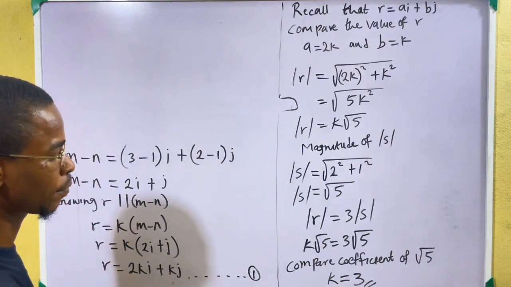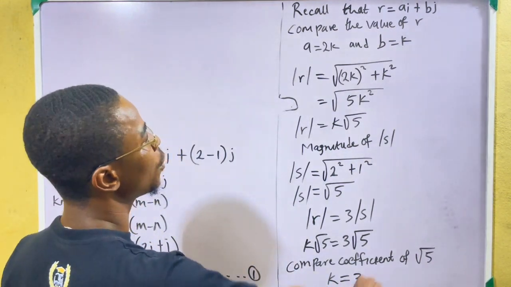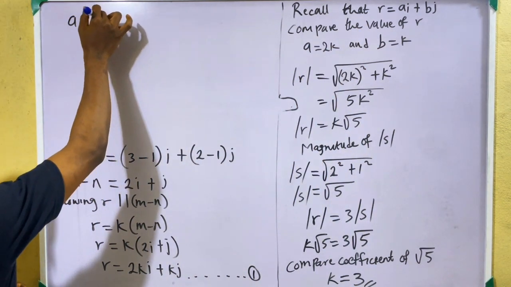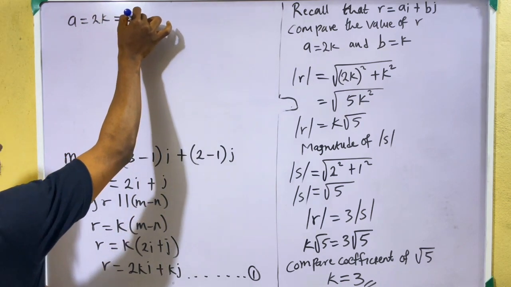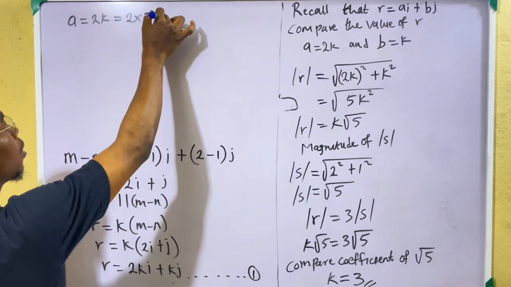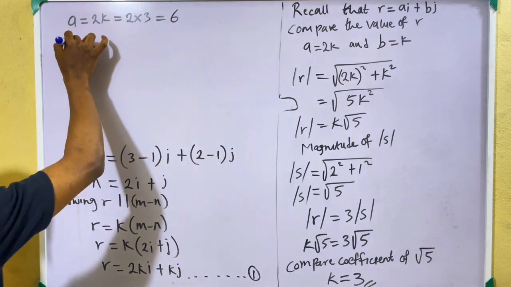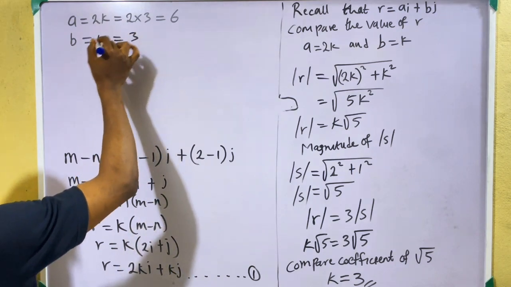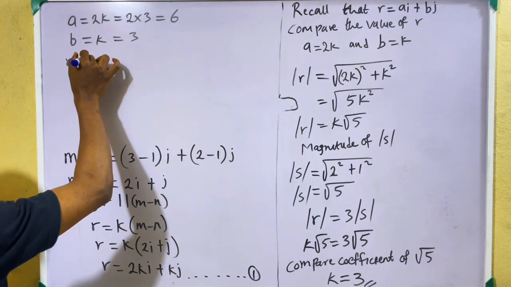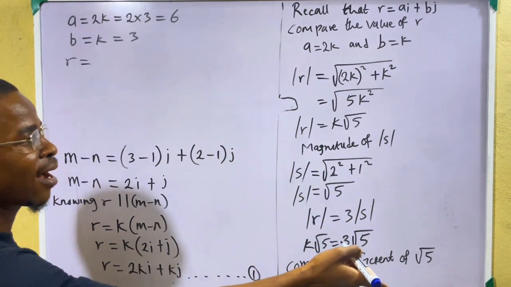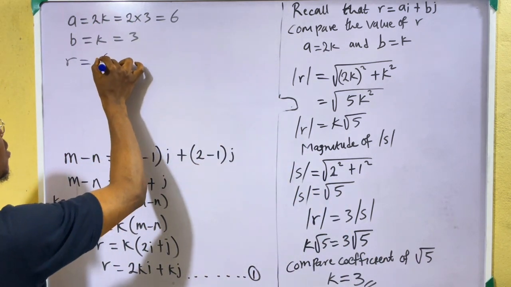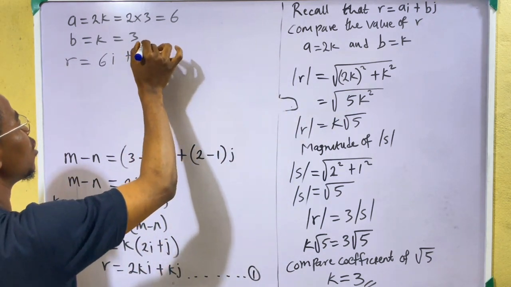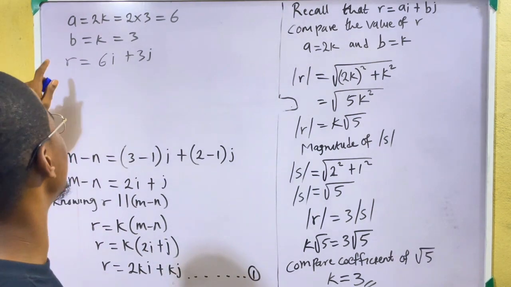Now, watch what is happening. We have found k as 3, but we know that a is equal to 2k. So a equals 2 times the value of k, which is 3. That means a is equal to 6. b is equal to k, so it's equal to 3. That means the value of R now becomes, before it was ai plus bj, now it's 6i plus 3j. So this is the value of a and b, and this is the value of R.